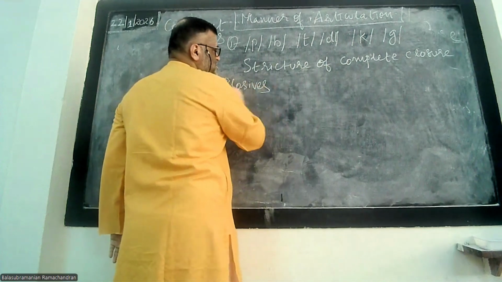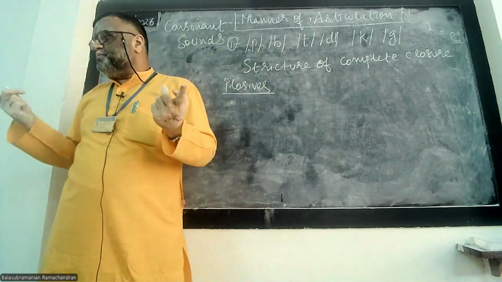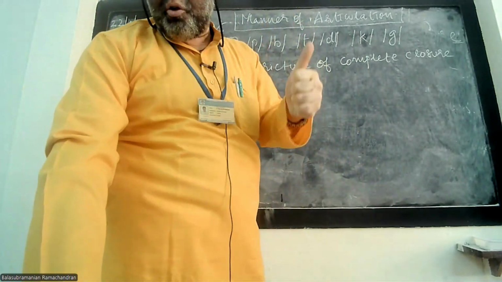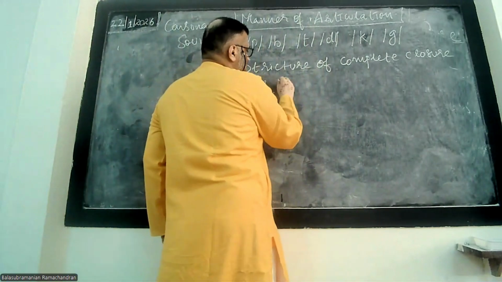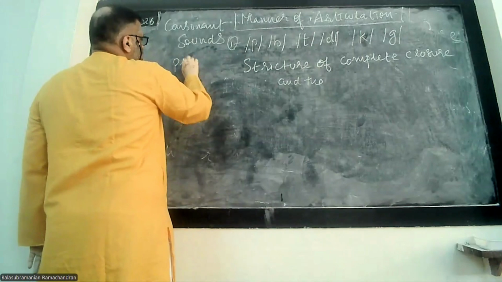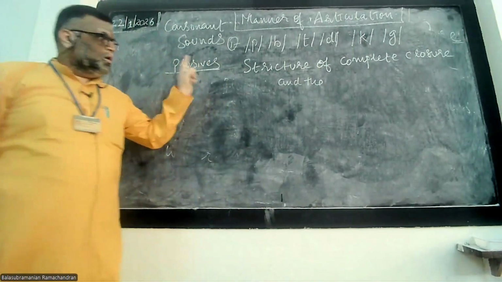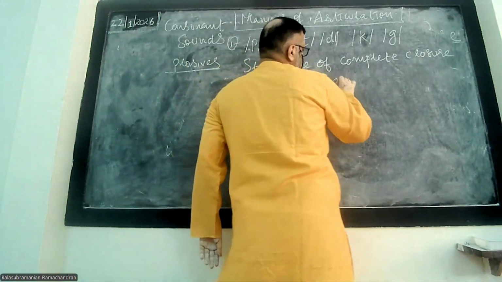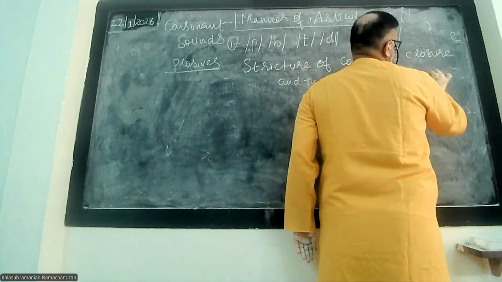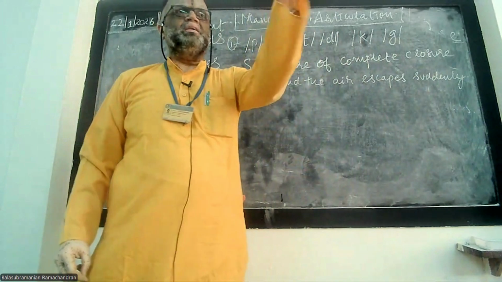We call them plosives precisely because the air is released with an explosion. It is suddenly released. So a plosive is a sound in which there is a stricture of complete closure, and the air escapes suddenly, with an explosion. Plosives, P-L-O-S-I-V-E-S. Okay, and it happens like this.